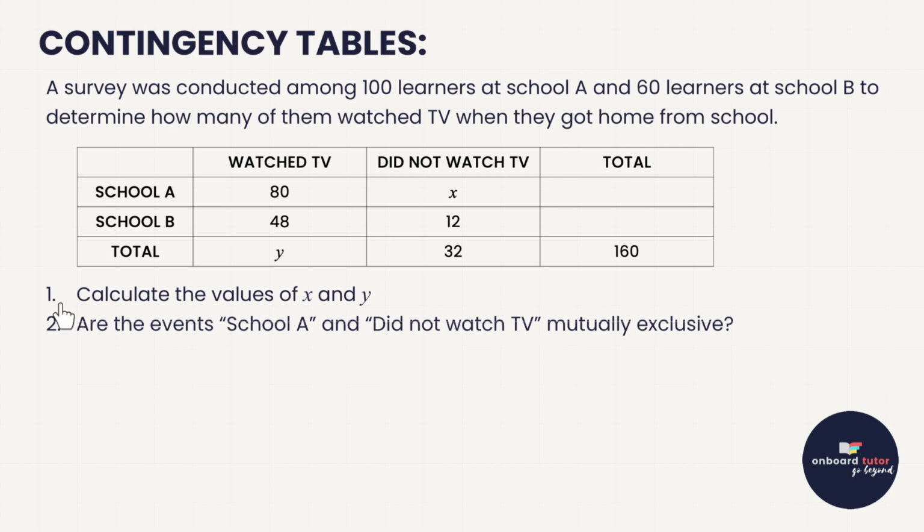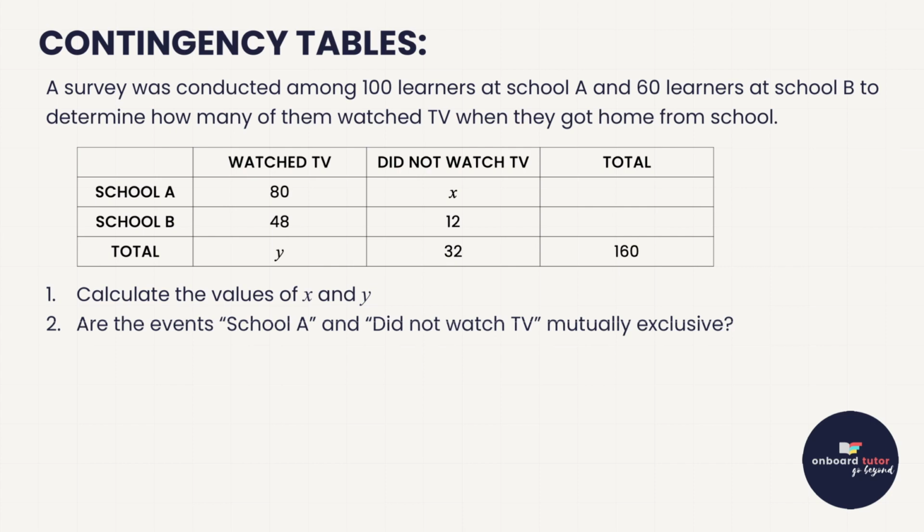Then it says here, number 1, calculate the values of X and Y. So some things are missing here. And then, are the events, school A and did not watch TV, mutually exclusive? So what they're doing is they're taking a concept that we learned years ago and they're combining it with some of our matric and even grade 11 probability theory. So let's start and complete this table.